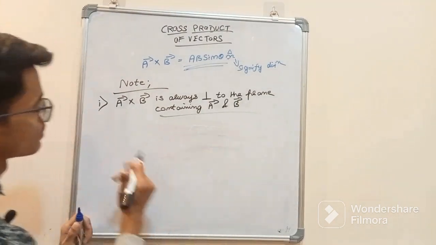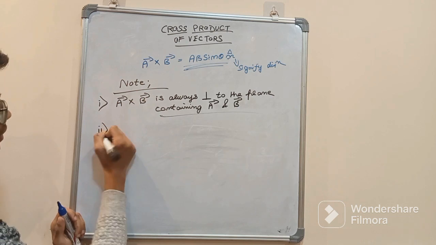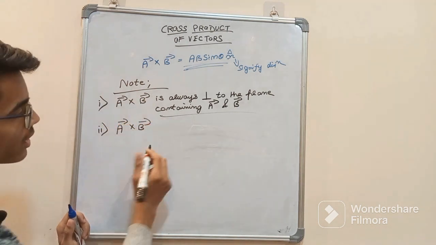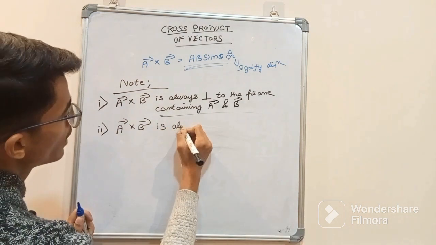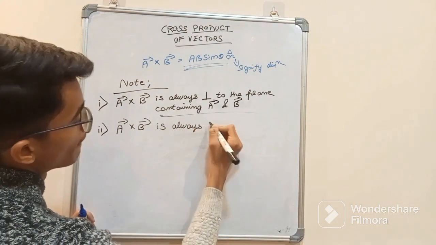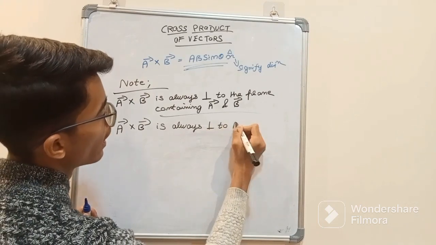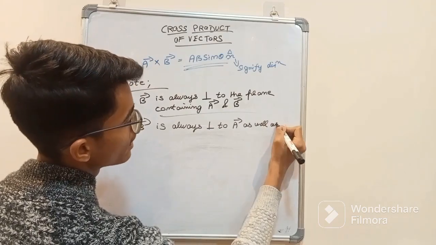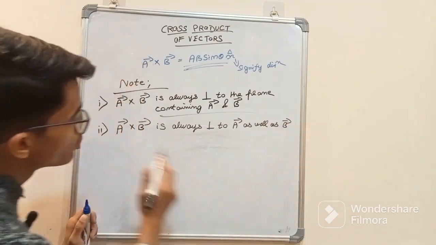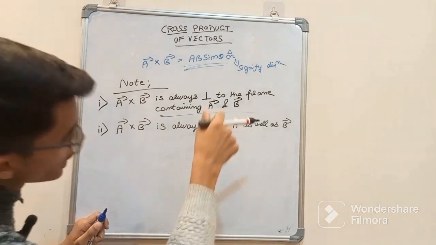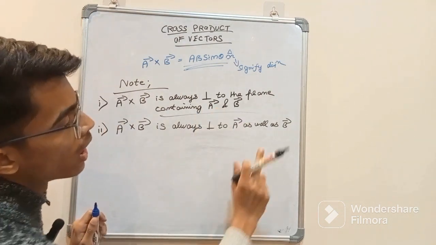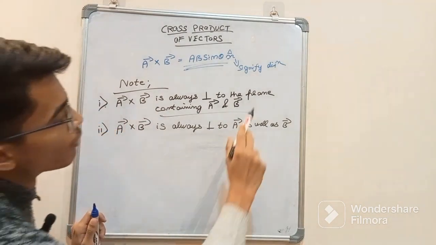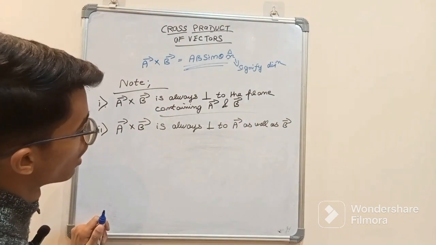Next, A vector cross B vector, that is the product, is always perpendicular to A vector as well as B vector. ये जो भी हमारा प्रोडक्ट बनेगा वो A वेक्टर के भी परपेंडिकुलर होगा और B वेक्टर के भी परपेंडिकुलर होगा, और अकॉर्डिंग टू द फर्स्ट पॉइंट वो उस प्लेन के भी परपेंडिकुलर होगा.